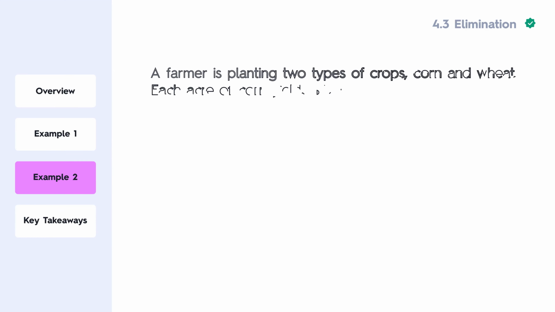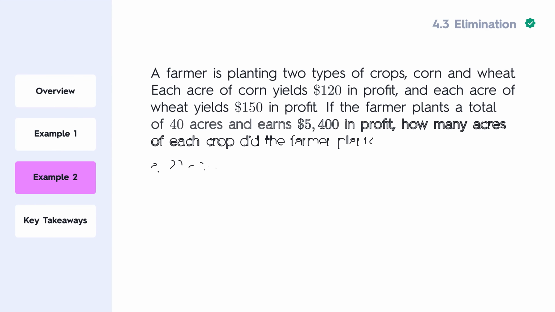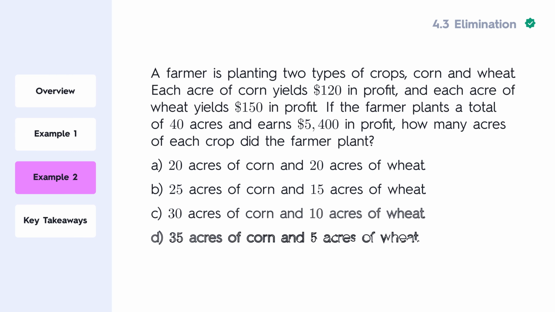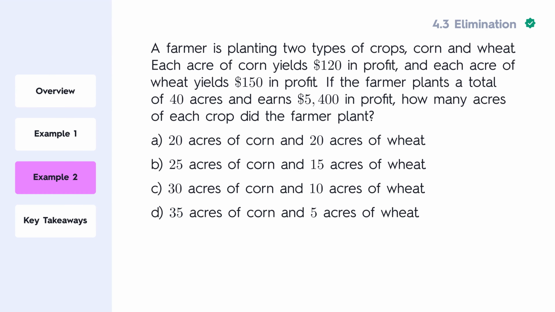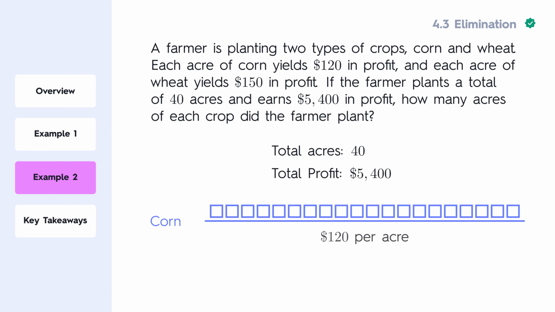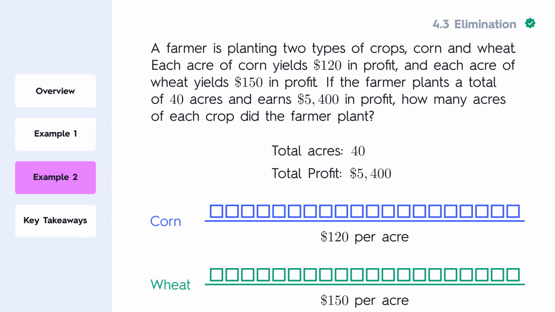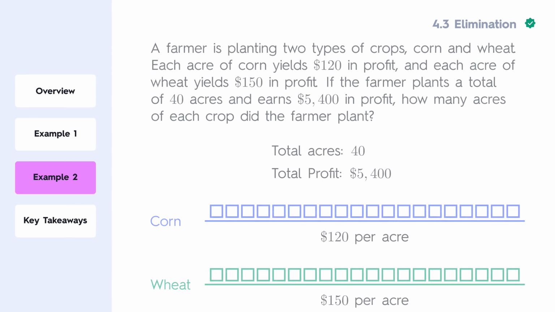A farmer is planting two types of crops, corn and wheat. Each acre of corn yields $120 in profit, and each acre of wheat yields $150 in profit. If the farmer plants a total of 40 acres and earns $5,400 in profit, how many acres of each crop did the farmer plant? We start by defining our variables.